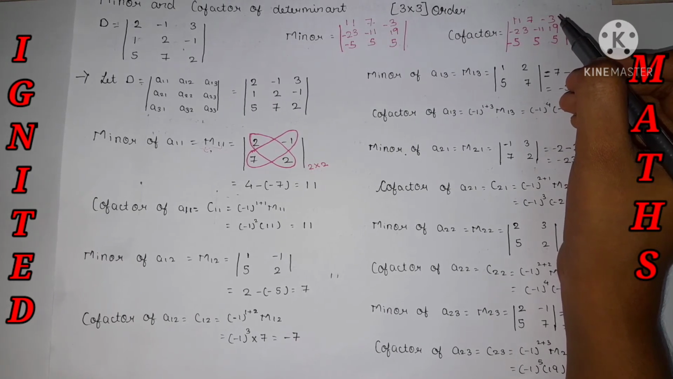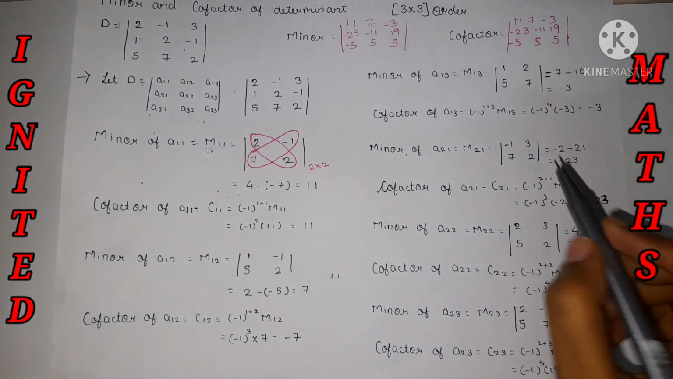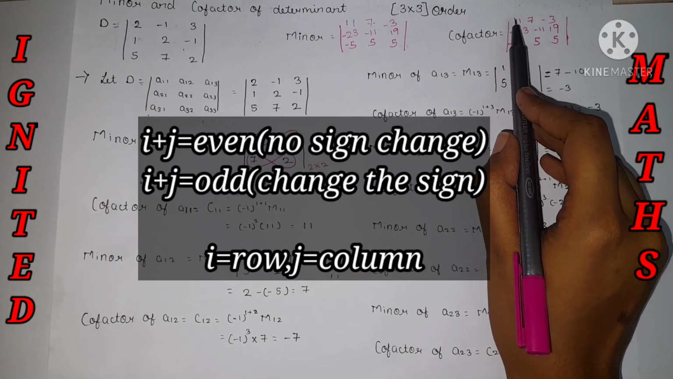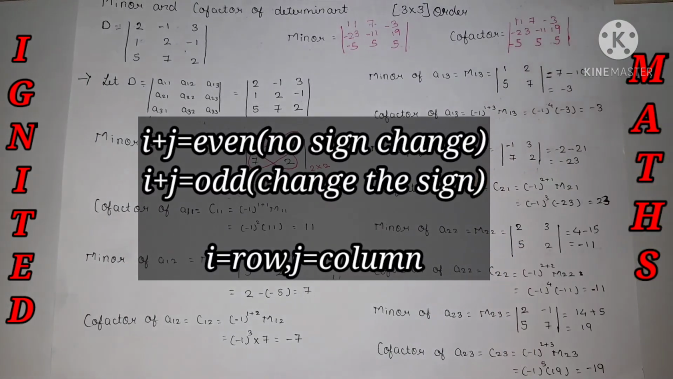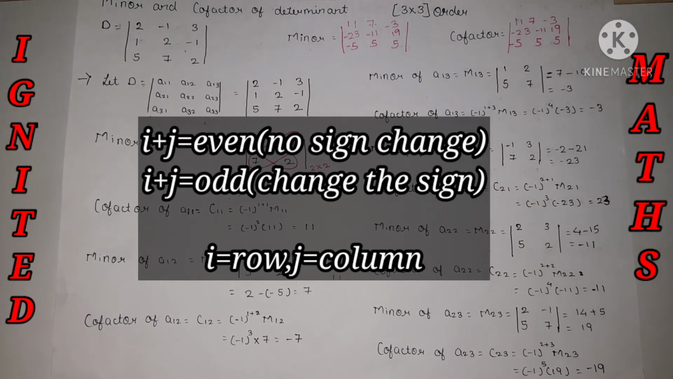Now the main procedure is, okay, for finding the cofactor, one small tip, that is, if the element is present in position ij, in which i means the row and j means the column, if we add both the terms, that is i plus j, and we get an even number, then we need to write it as positive. Leave the sign as it is, no need to change anything. But if we add i plus j and we get an odd number, then we need to change the sign. Okay, this is the one tip for it.